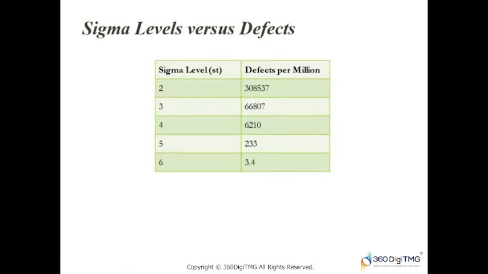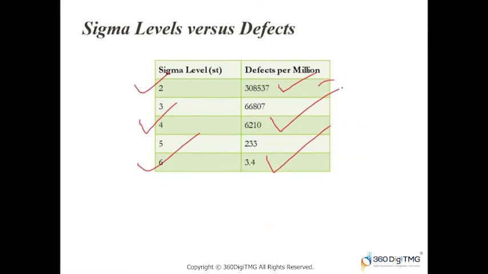All right, this is a simple representation of a sigma level. If your process is operating at 2 sigma level, there would be so many defects per million. Pathetic. If you're operating at 4 sigma level, 6,210 defects is what you would see in your process. If you're operating at 6 sigma level, then you would see 3.4 defects per million opportunities.